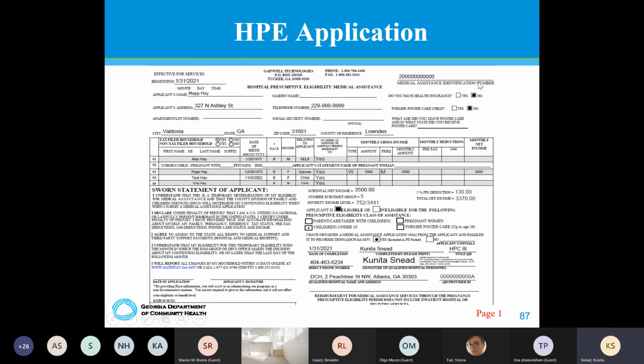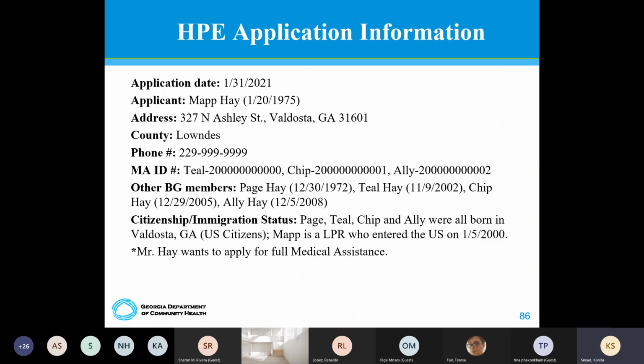Now, for the medical assistance identification number, I only need one number in this block. Whoever was approved for PE, you can put their number up here. It doesn't matter whose number it is. I'm not concerned with that. But if somebody in this household was approved, at least one of their ID numbers needs to be up here. In this case, I don't forget whose ID number this was. Let me see. The ID number was for Teal.